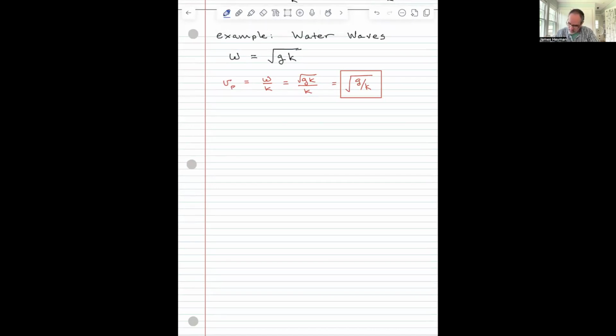Very good. What about the group velocity? The group velocity is the derivative of omega with respect to k. And looking at this expression here, we can see this will be the square root of g times 1/2 k to the minus 1/2. That is 1/2 times the square root of g over k. Okay?